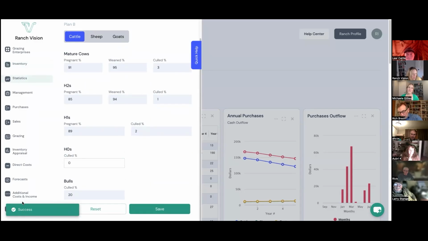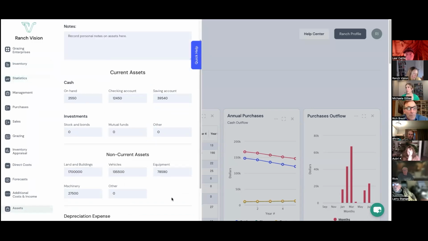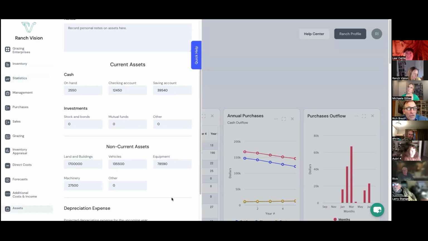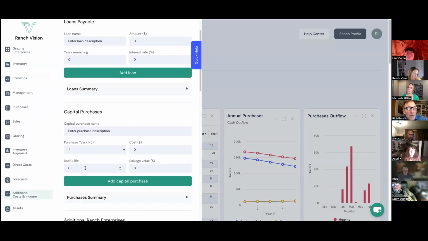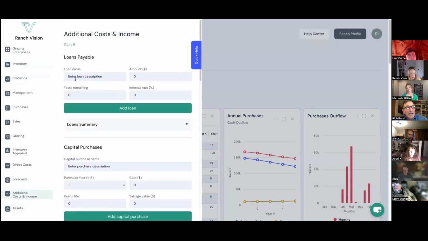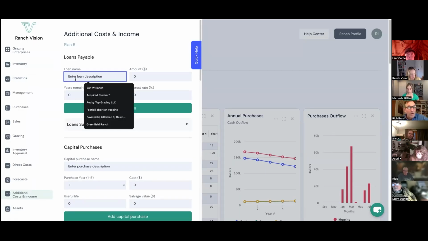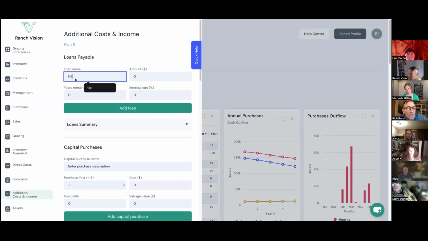So 5 bulls at 6,000 is $30,000, and 100 bred H2s at 4,000 is $400,000. So that's $430,000. Okay, and so go down to additional costs and income. Do you plan to take out a loan, or do you have that much? Let's do the loan scenario. Okay. So enter a loan, we'll say H2 purchase, $430,000.